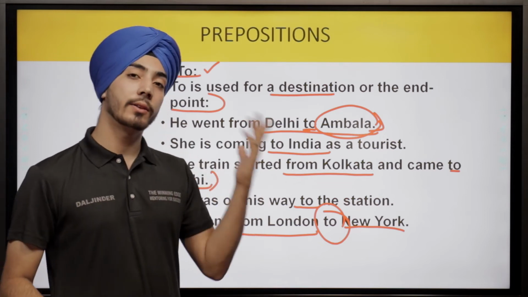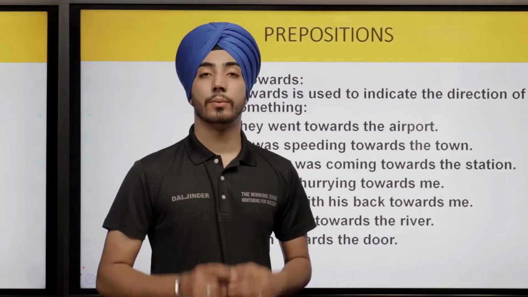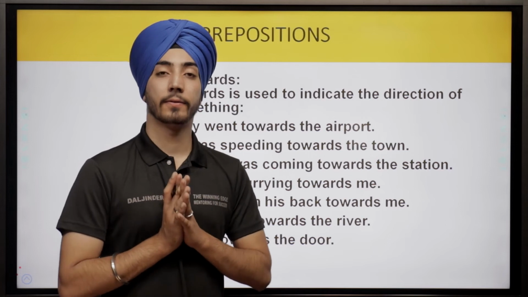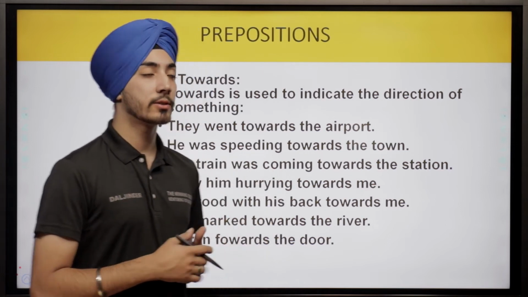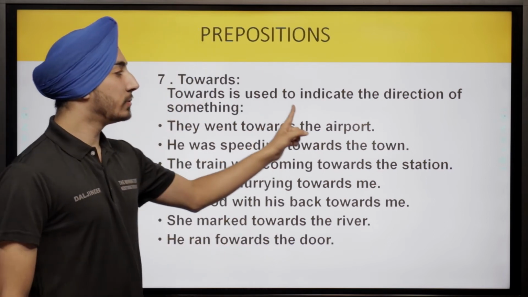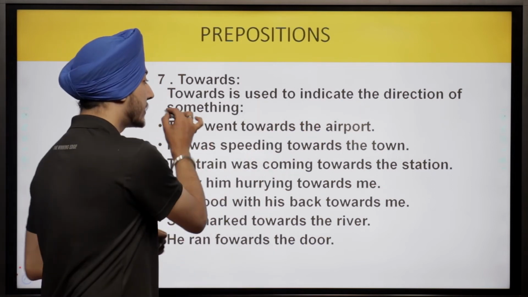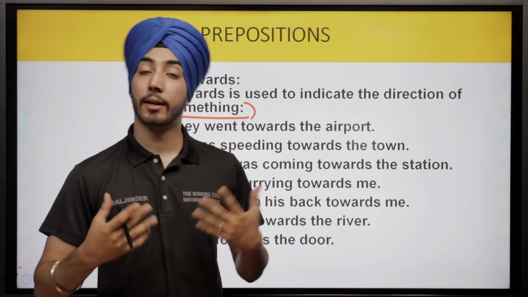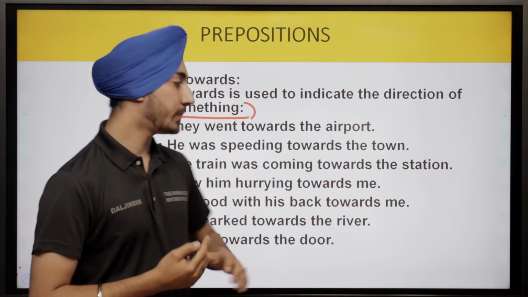Alright, now let's look at the next preposition. जो हमारी next preposition है, it is towards. I told you to and towards when there's a lot of confusion among certain children. So let's see what is towards. So towards is used to indicate the direction of something. किसी चीज का direction indicate करने के लिए हम preposition towards का use करते हैं. कहाँ पे करते हैं? Let's look at some sentences.